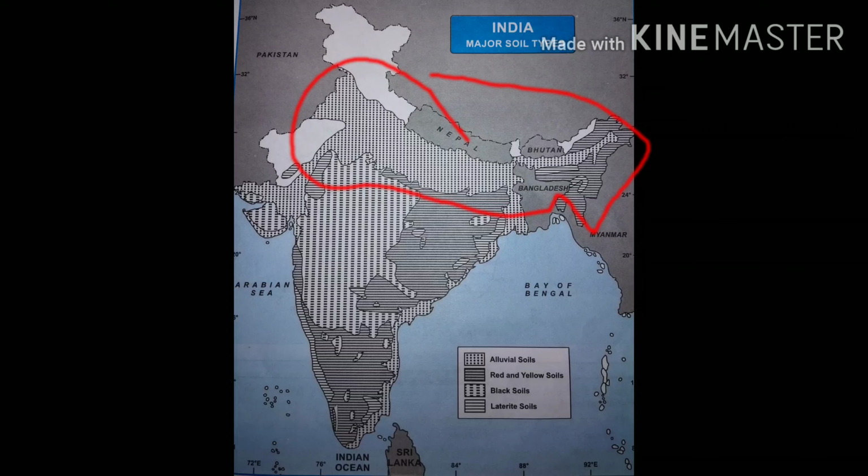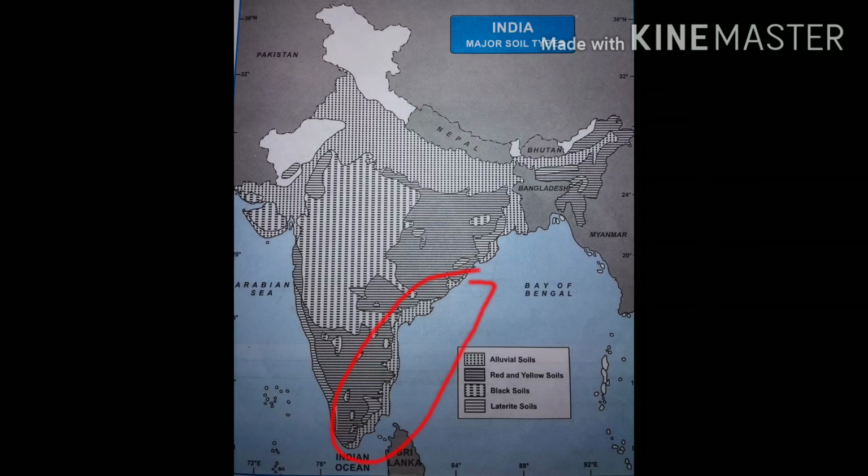Alluvial soil is mainly found in the Gangetic Plains or Indian Plains. The region which is marked as Indian Plains contains alluvial soil. The biggest region of alluvial soil is the Indian Plains only. Apart from that, you will find alluvial soil in this part of southern India. This alluvial soil is carried by the Godavari, Krishna, Kaveri and Tungabhadra rivers, and therefore in this region you find alluvial soil.